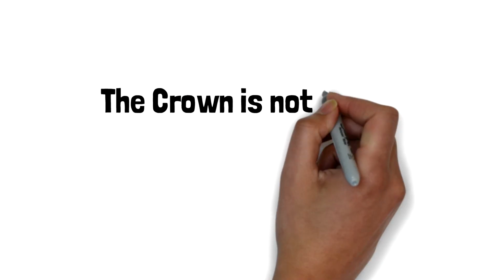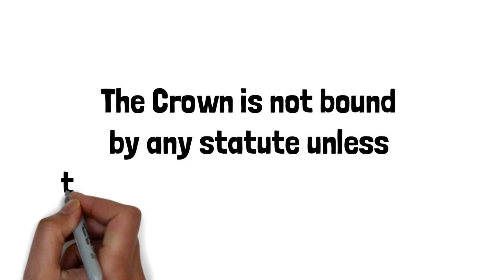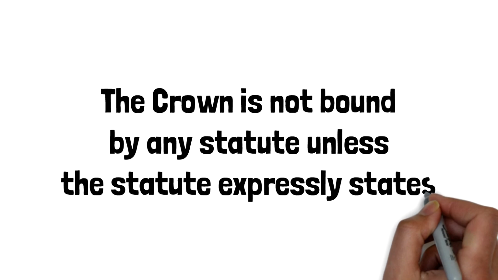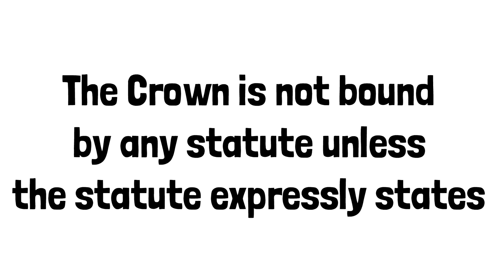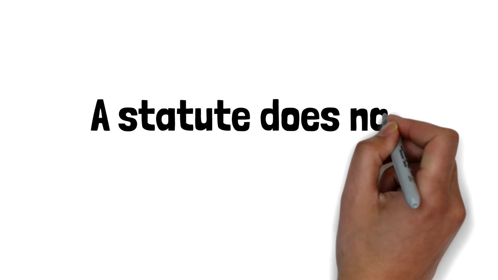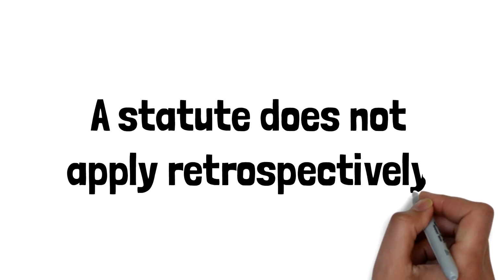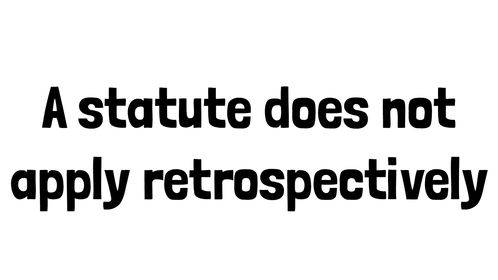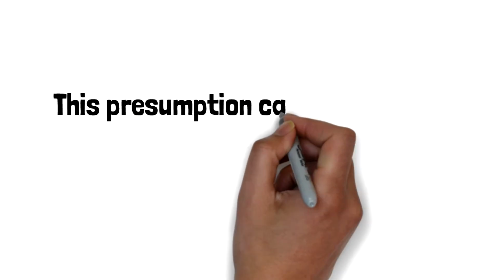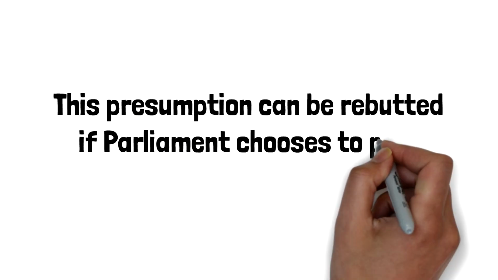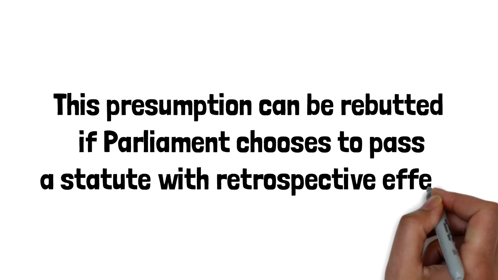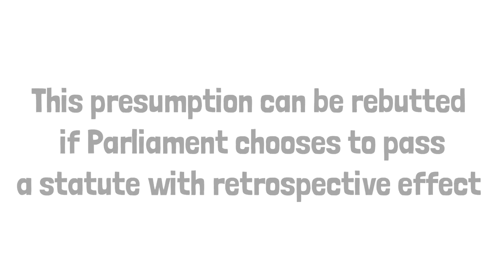A presumption that the Crown is not bound by any statute, unless the statute expressly states. A presumption that a statute does not apply retrospectively. No statute will apply to past events. Each statute will normally only apply from the date it comes into effect. This presumption can be rebutted if Parliament chooses to pass a statute with retrospective effect.